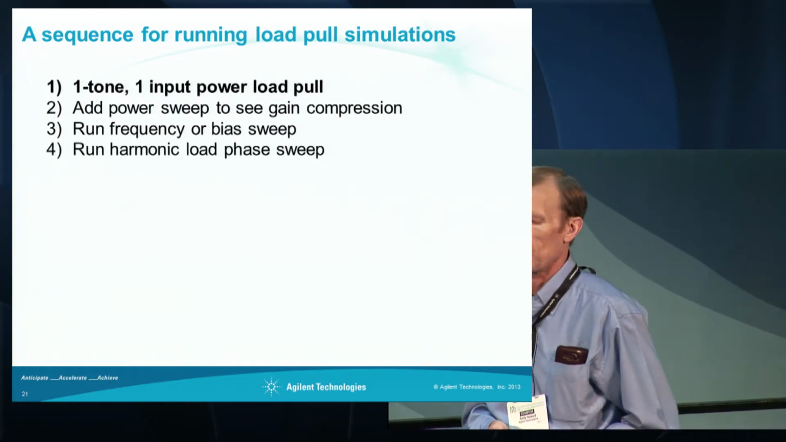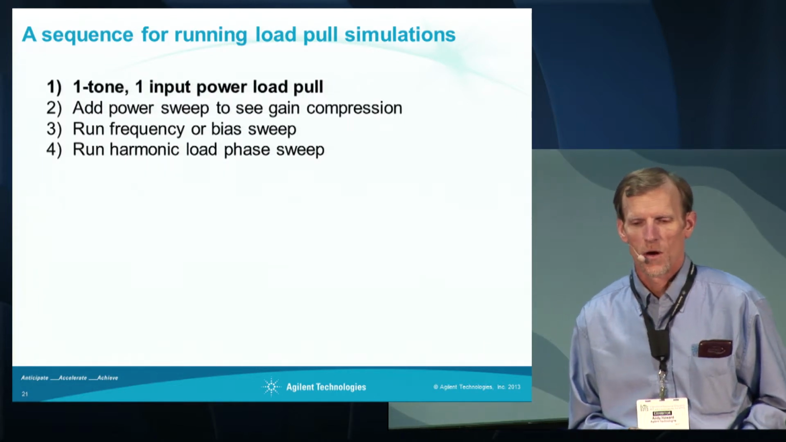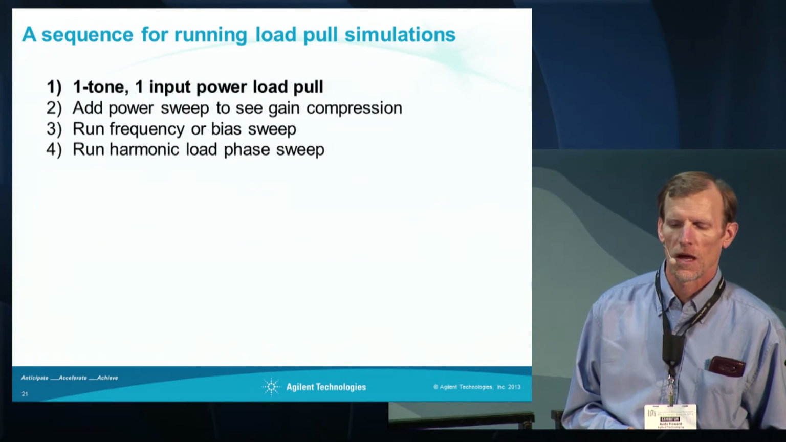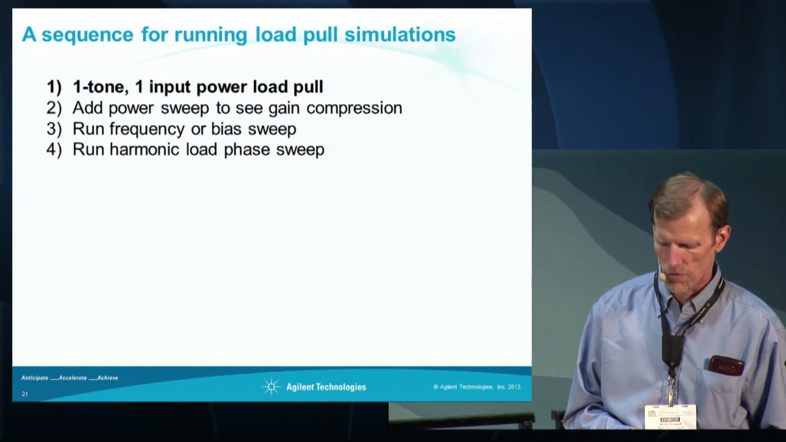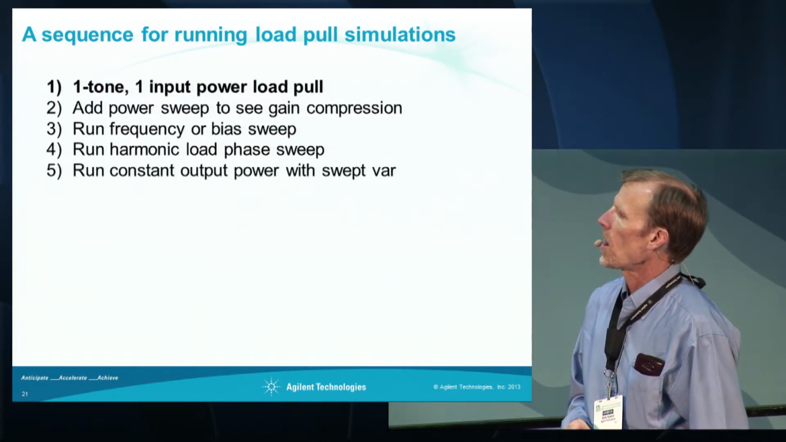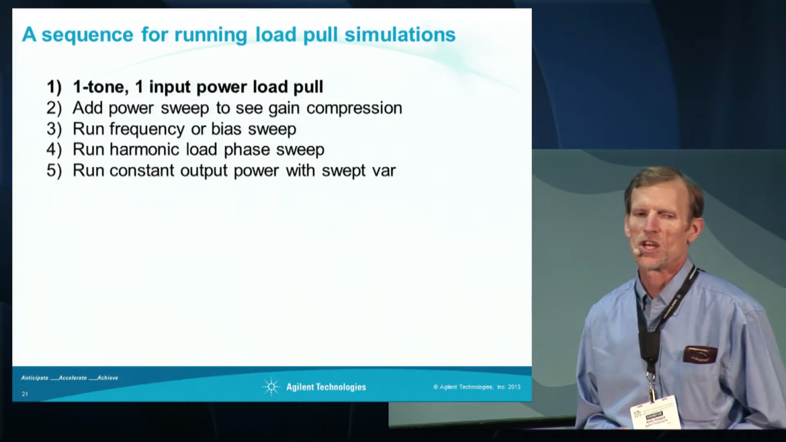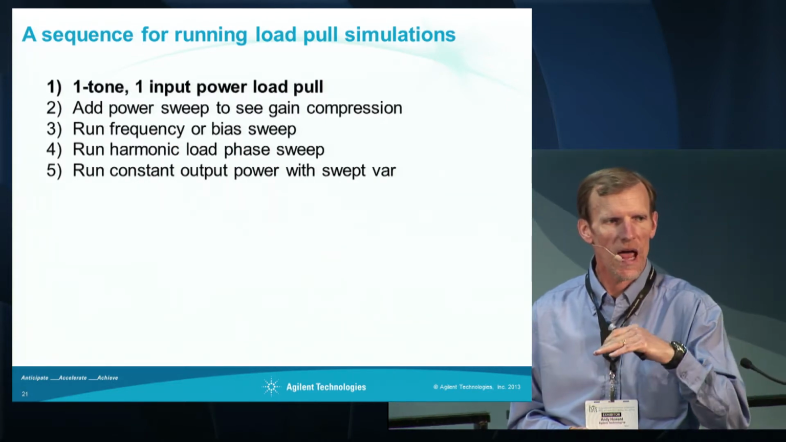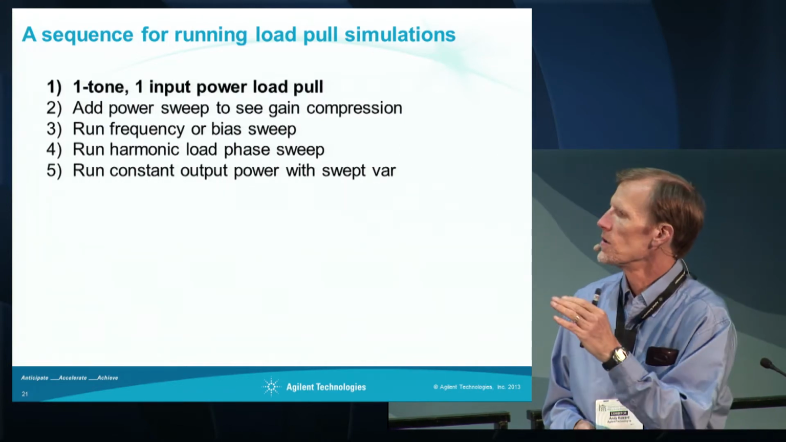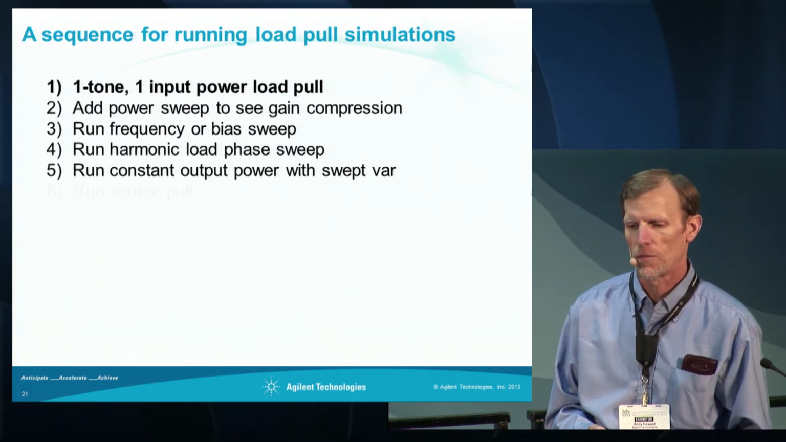The performance of your PA and of your device will vary with the reflection coefficient at the harmonic frequencies. And we can run a harmonic load phase sweep. We can run a constant output power load pull. This is where we can do an optimization of the power delivered to the load as we sweep the load, so that all the contours correspond to the specific power that we want delivered to the load.